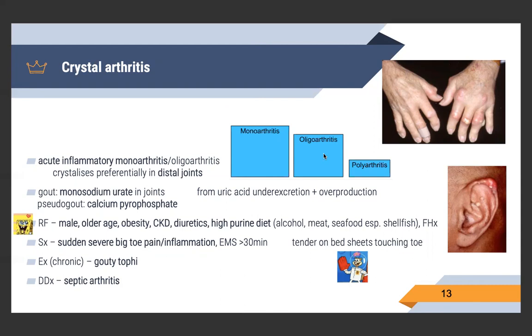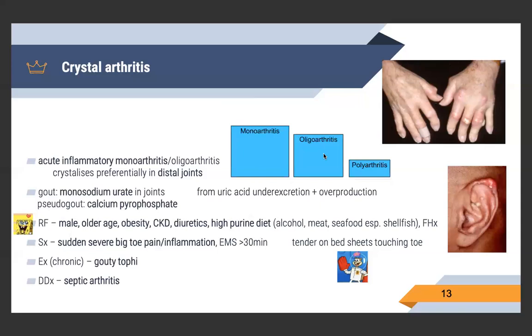Now, as I mentioned, there's two types, gout and pseudo-gout. Gout has monosodium urate in the joints, whereas pseudo-gout has calcium pyrophosphate. If you think of it like pouring water into a bathtub and the bathtub's overflowing, either there's not enough water going out or you're pouring too much in. Usually it's because there's not enough water going out. So it's an under-excretion problem generally.